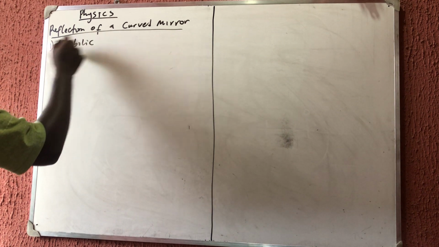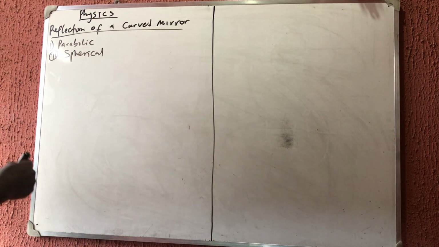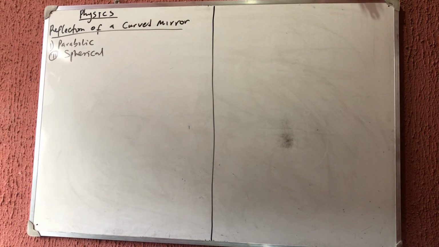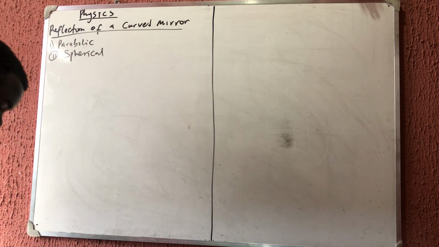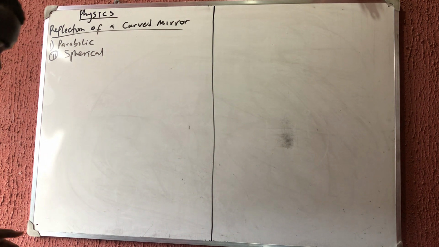We have parabolic, and then we have the spherical. The difference between them is simply that the parabolic curved mirror has a wider aperture than the spherical curved mirror. Then you need to know the uses of a parabolic curved mirror. A parabolic curved mirror is used as a searchlight. The second use is that it is used as a motorcycle or car headlamp. It is used as a headlamp and equally as a searchlight.